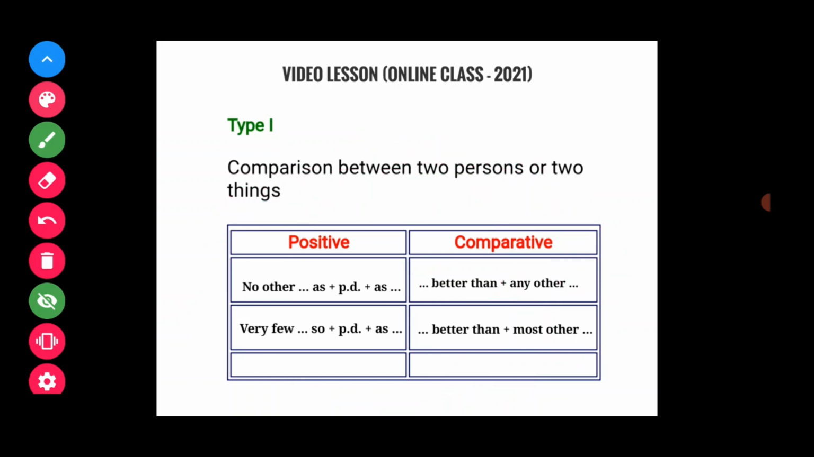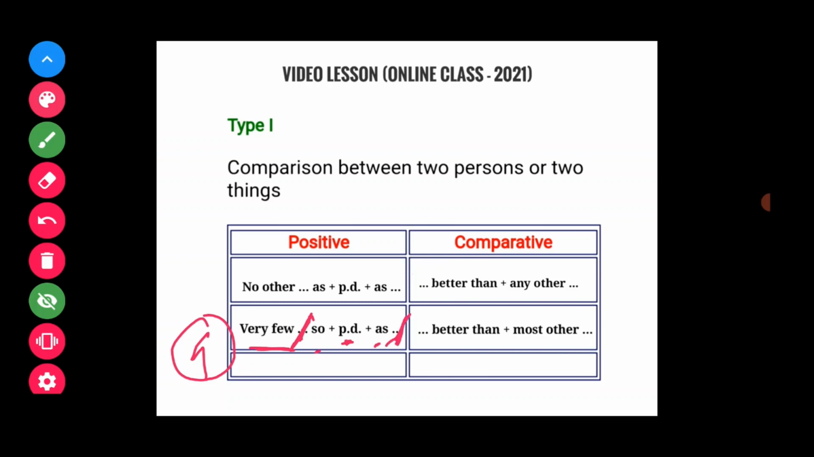Now let us discuss the next rule that we have. This is rule number 4. What we have over here: very few, then a part of the sentence, then so, then positive degree, then as, then the later part of the sentence.